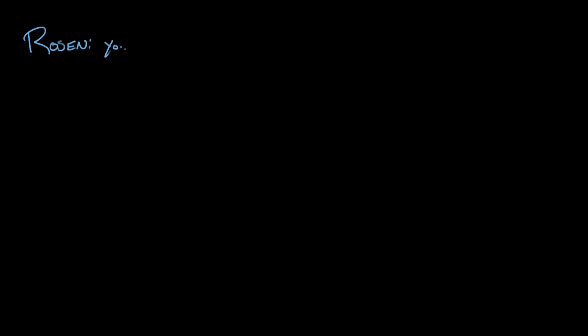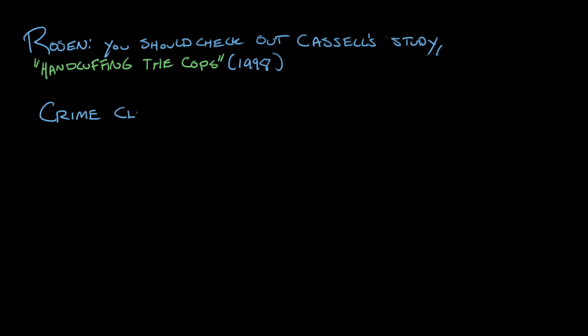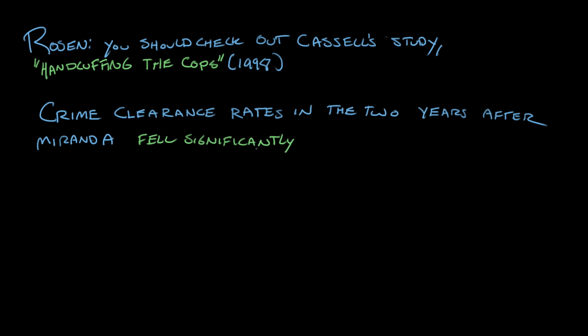Listeners should definitely check out Professor Cassell's study written with Richard Fowles in 1998 called Handcuffing the Cops, which looked at FBI data for crime clearance rates in the 2 years after Miranda, which fell significantly. And they concluded that Miranda warnings were the main cause of this decline.